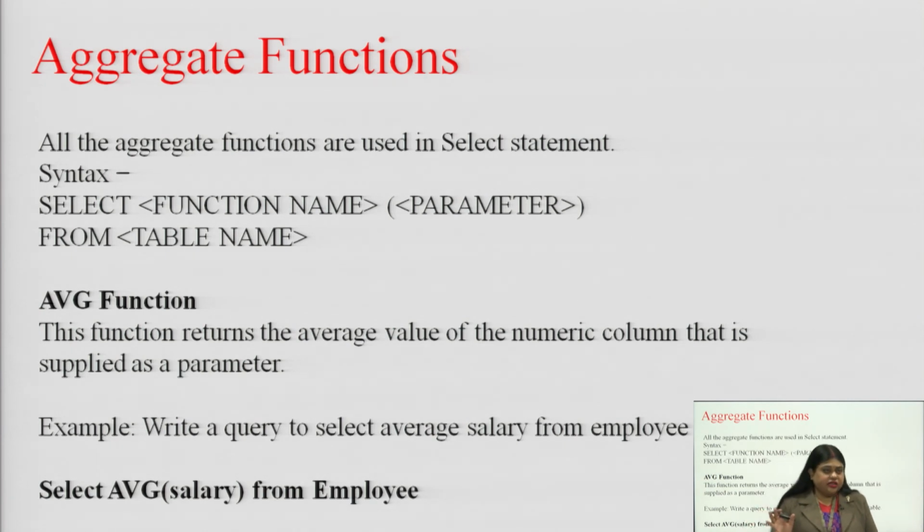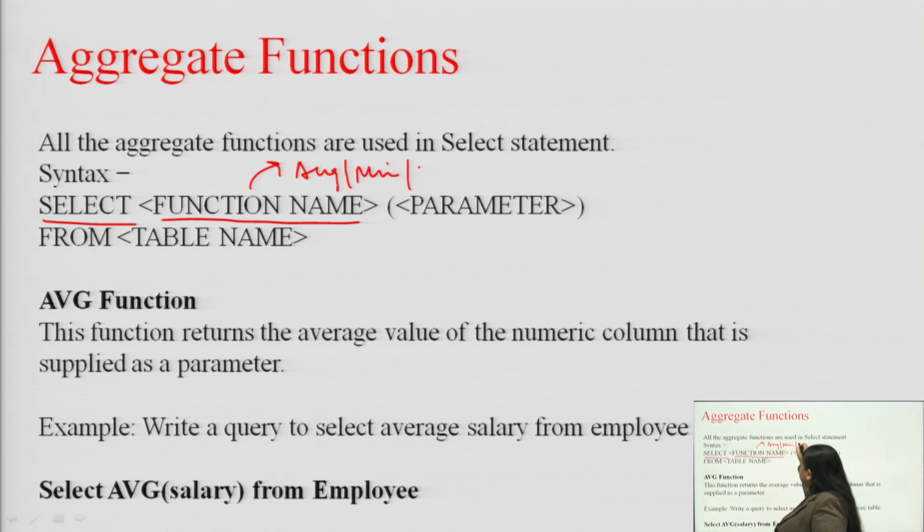So, this is the basic syntax for the aggregate functions, which we will be using in our SQL commands. It says that select is always there, right, and then we have the function name. Over here we will have the different function names like average, min, max, all those things, right. Then we will have the parameter, that on which particular parameter we are going to apply this function.